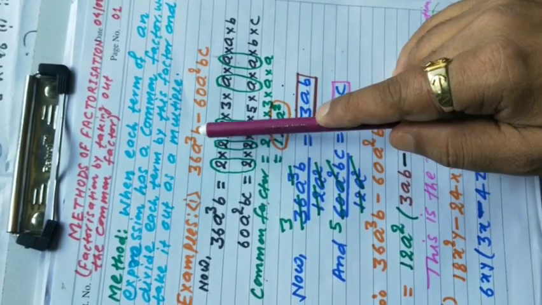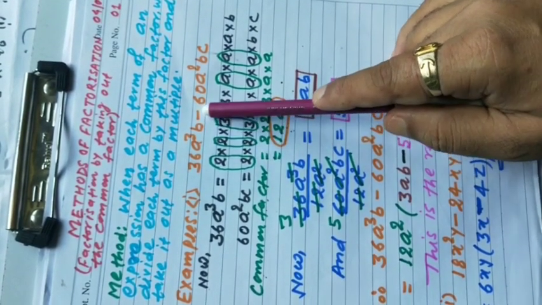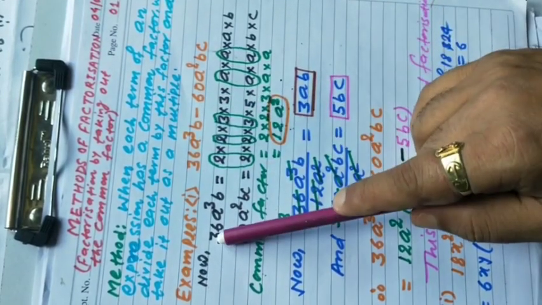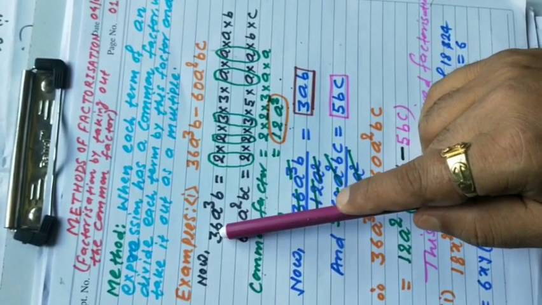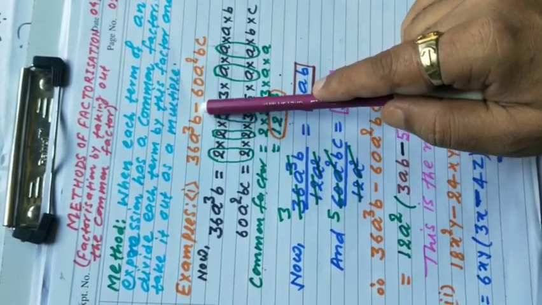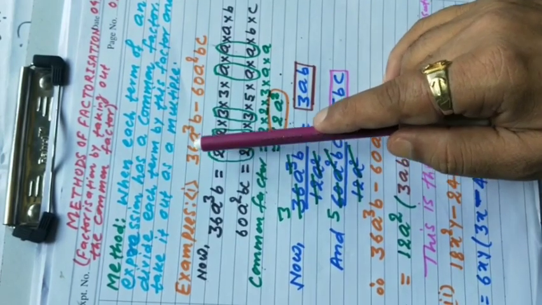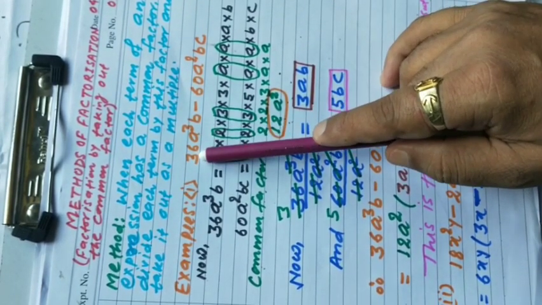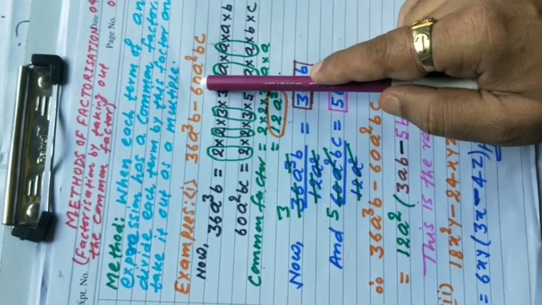Before factorizing it, let us find the common factor of both the terms. Here two terms are there, so we have to first factorize the given terms.